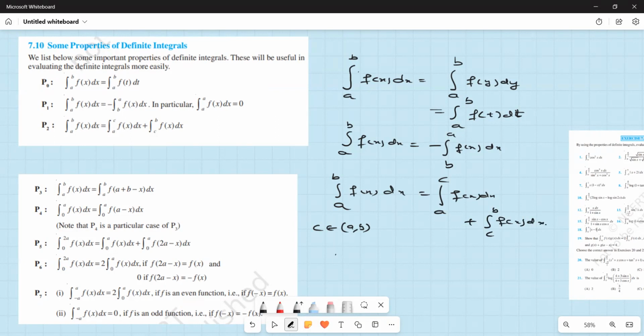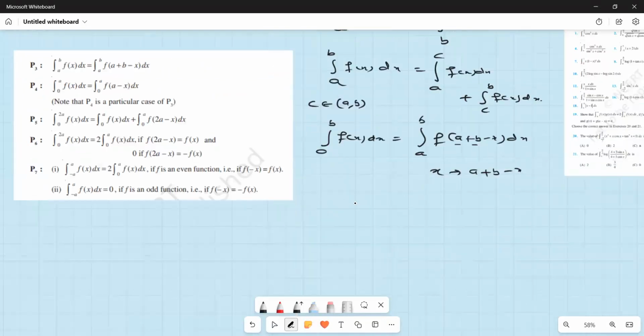Then the fourth property: I have the integral from a to b of f(x) dx. I can use the property of the integral from a to b of f(a plus b minus x) dx. This is what? Lower limit plus upper limit minus x, dx. Wherever x is there, you will replace that by a plus b minus x. Right?